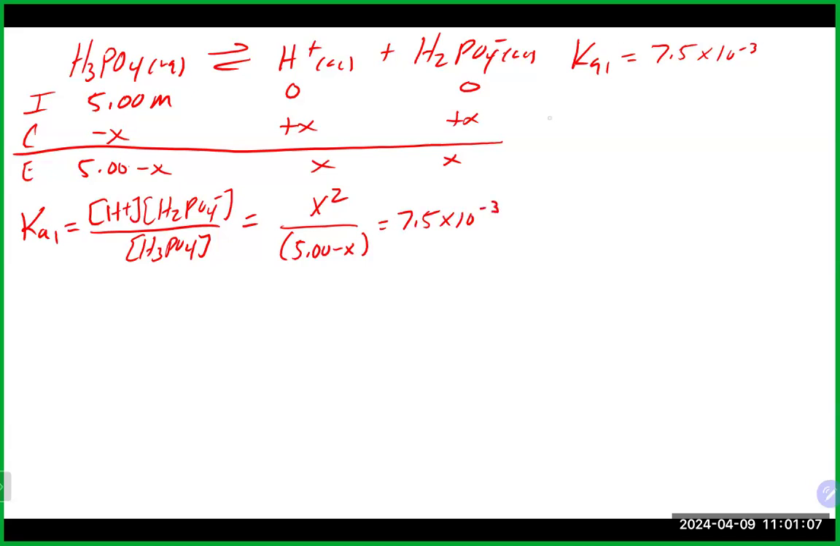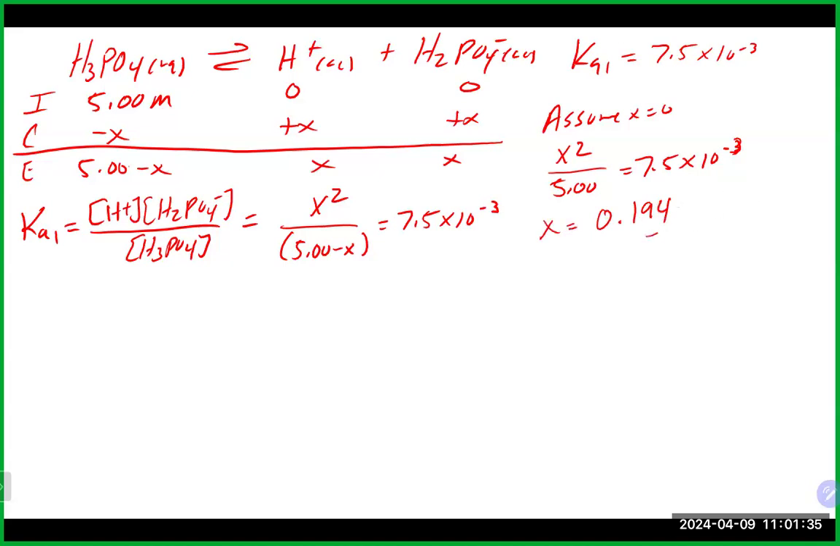I'm going to assume that x is equal to 0 and hope for the best. And that's going to give me x squared over 5 equals 7.5 times 10 to the minus 3. I'm going to multiply the 5 to the other side and then take the square root of it. So we'll times it by 5 and take a square root. And we will end up with 0.194 as our x value when we do that.